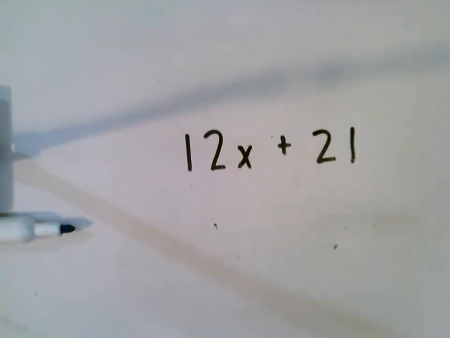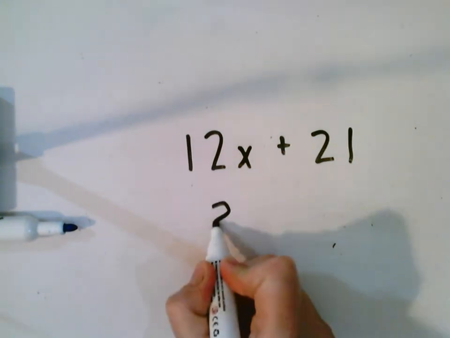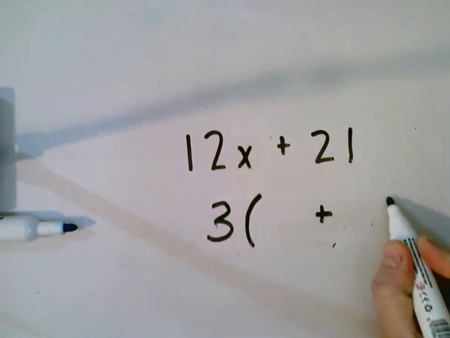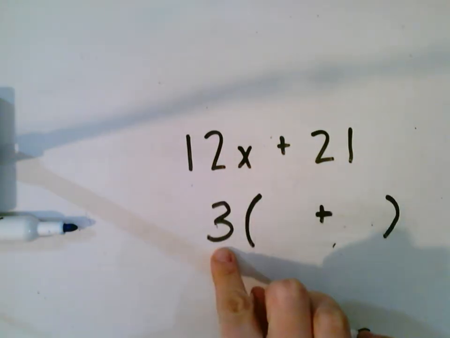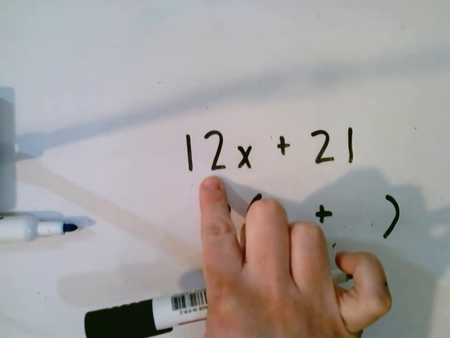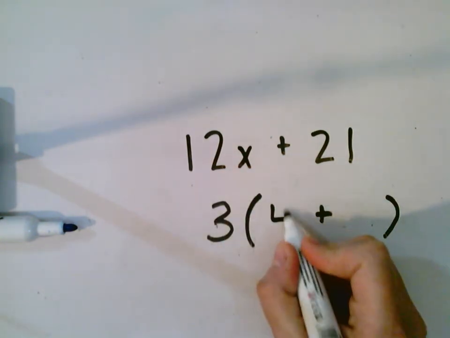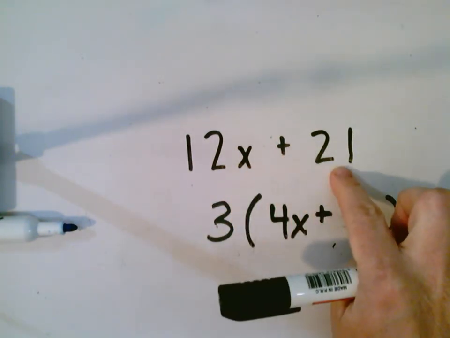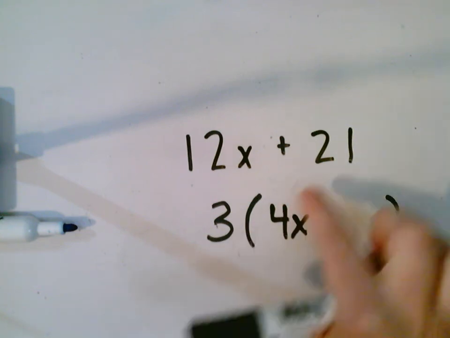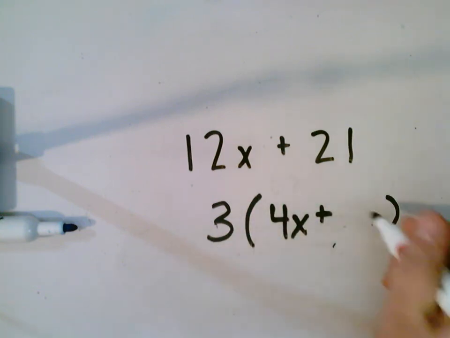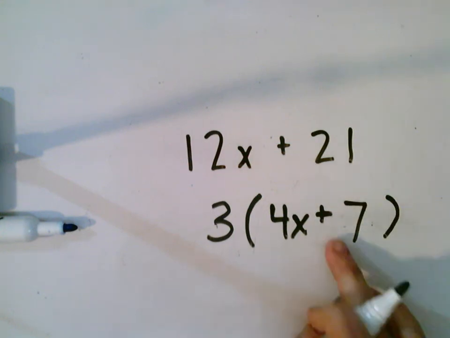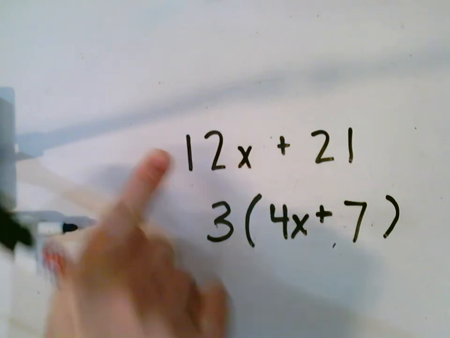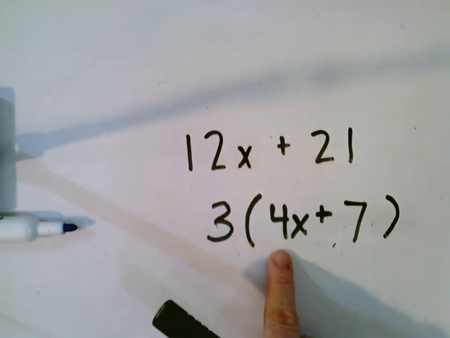So I'm going to set up my new expression. My greatest common factor is 3. That's going on the outside of my parentheses. On the inside, I'm going to divide both terms by 3. 12 divided by 3 is 4. I have to keep that x there, 4x, plus 21 divided by 3. 3 times 7 is 21, so 21 divided by 3 is 7. And now I am finished. I have factored out this expression. So 12x plus 21 is equal to 3 times 4x plus 7.